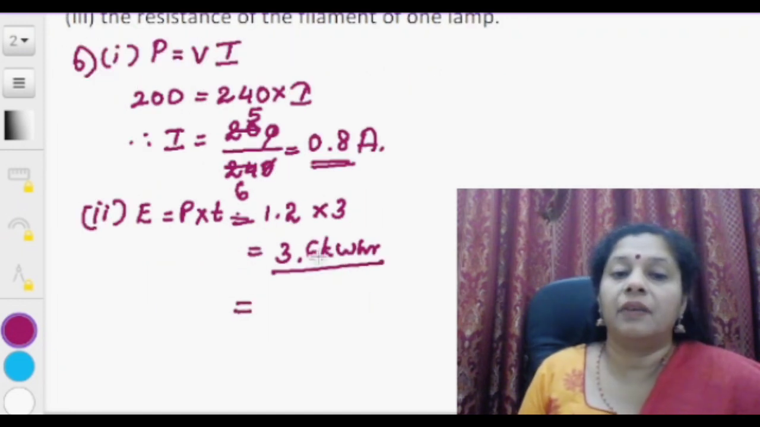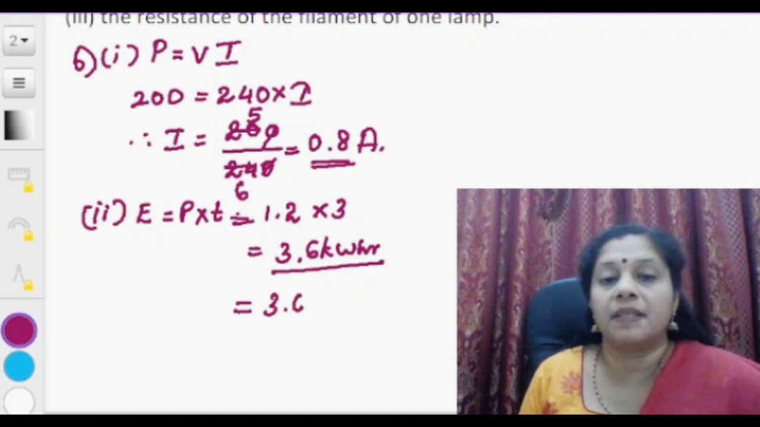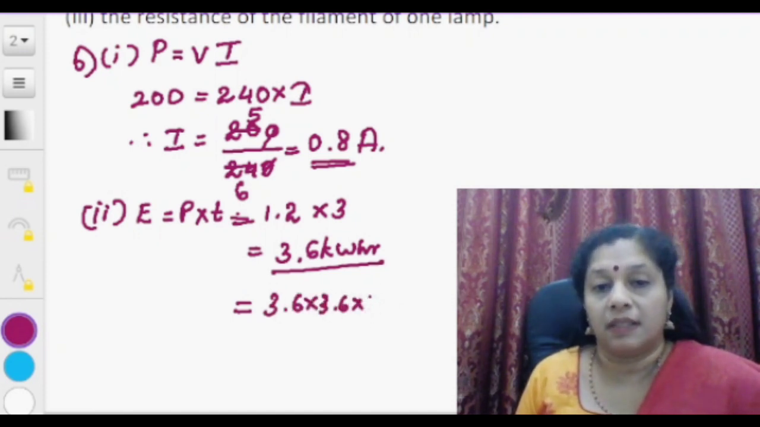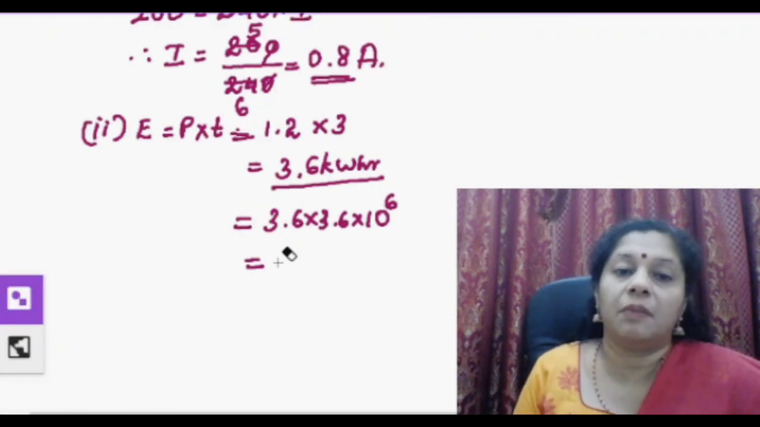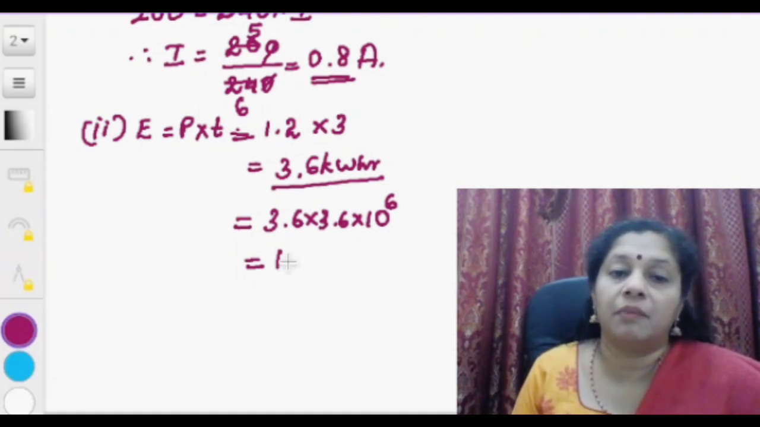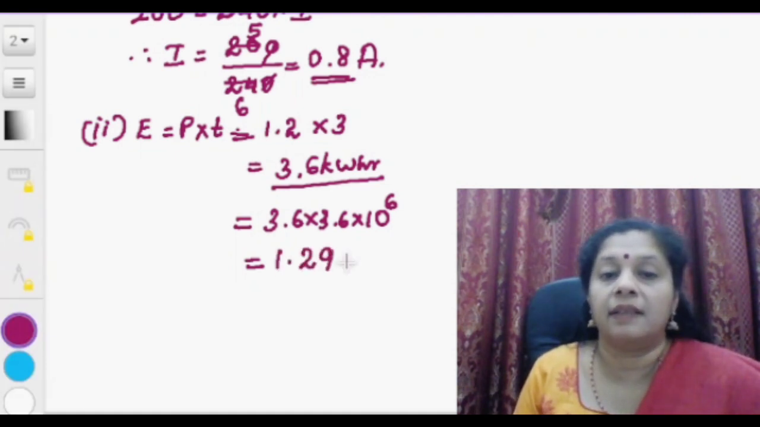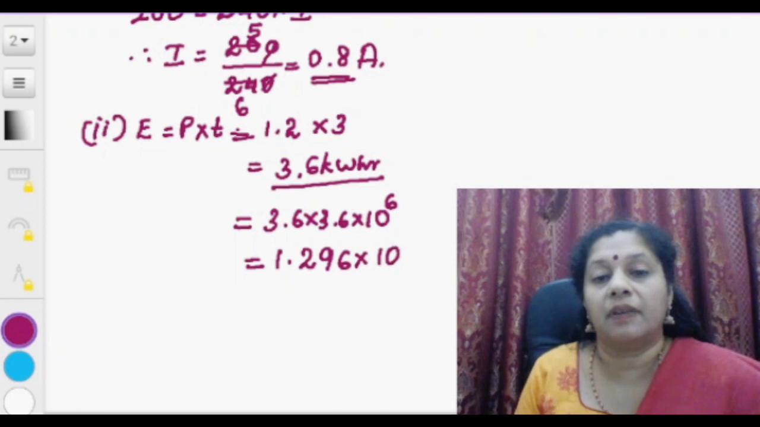If you are finding it in joules per second, it is 3.6 into 10 to the power of 6. So if you multiply, you will get 1.296 into 10 to the power of 7 joule per second.